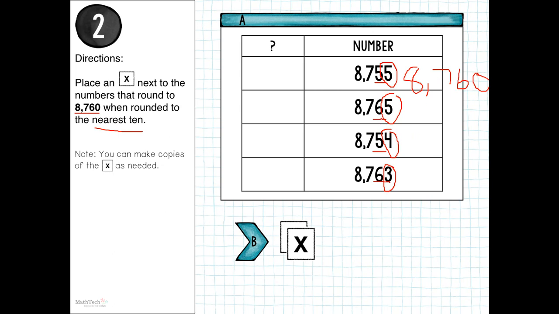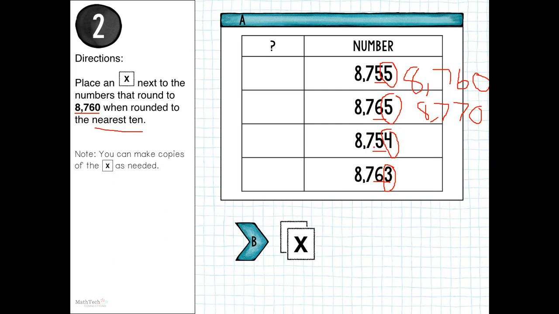The next one, I underlined my 6 in the tens place. I circled my 5. I'm asking myself if the circled digit is 0 to 4 or 5 to 9. It is 5 to 9, so that means my 6 is going to climb the vine and become a 7. The digits to the left I keep, so that would be 8,770 because the digits I circled and to the right will all become zeros.